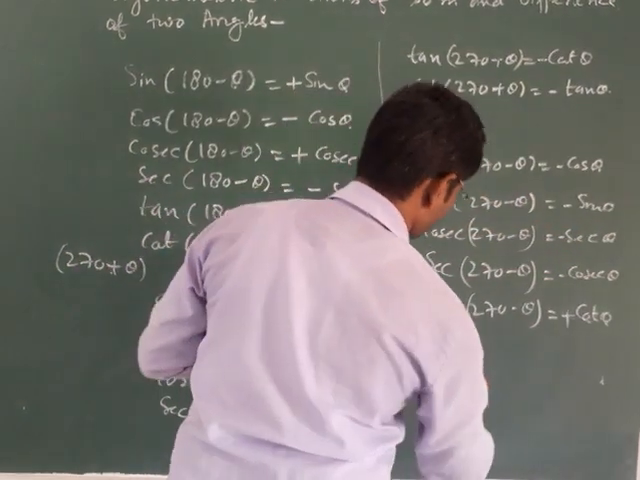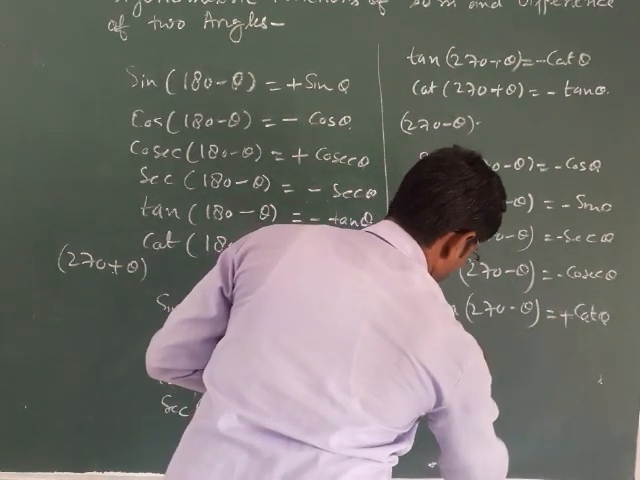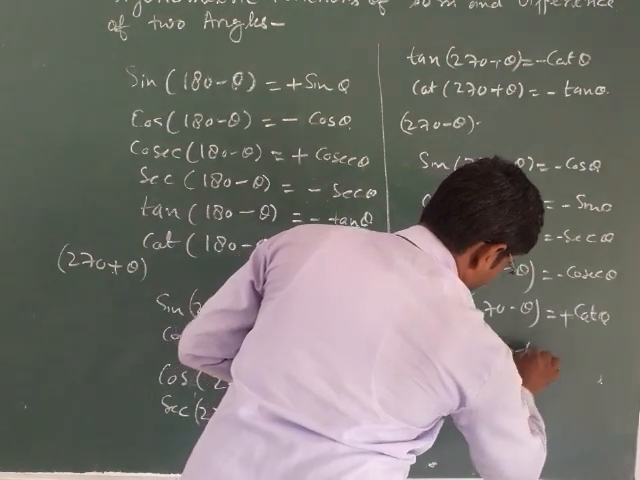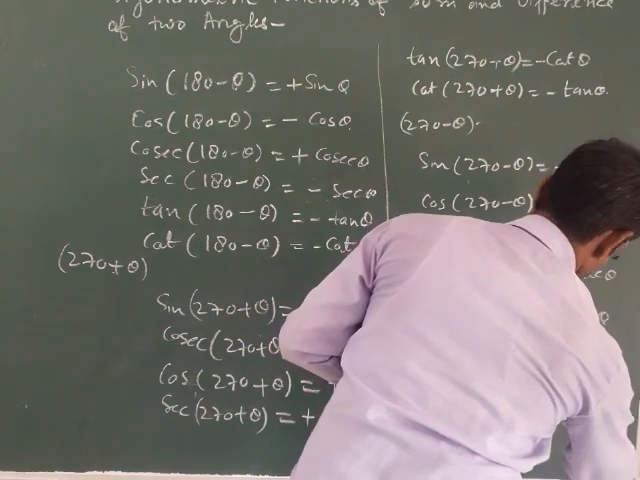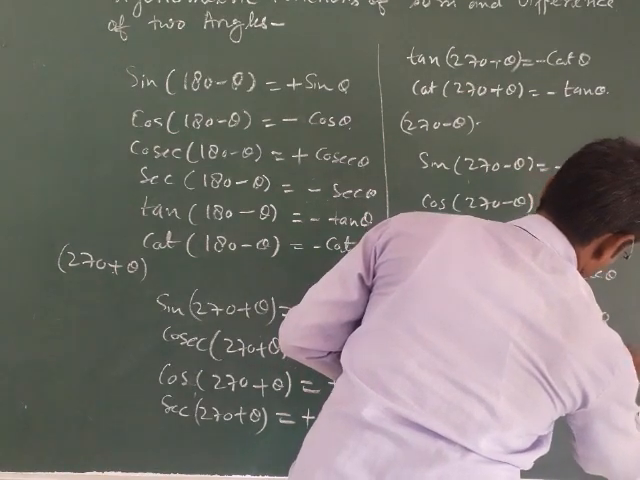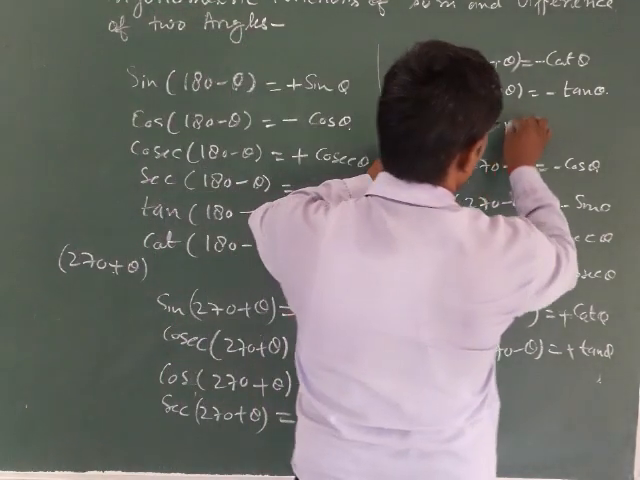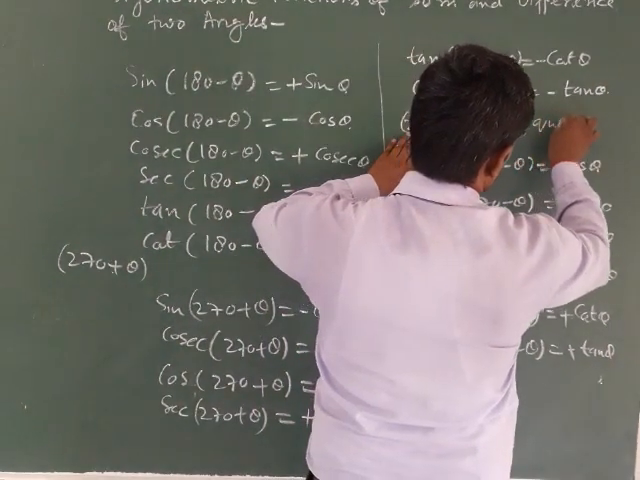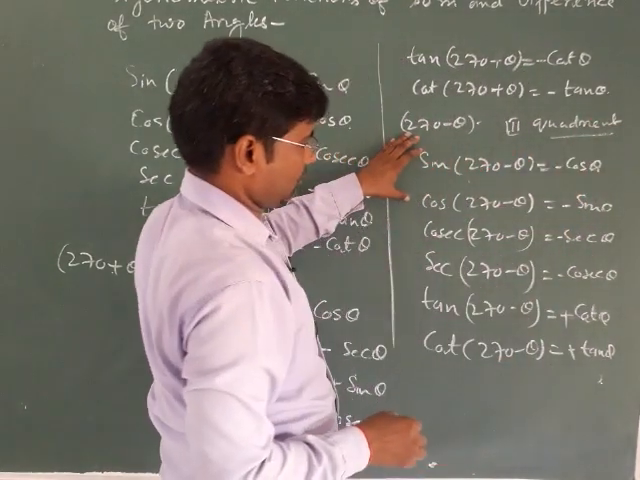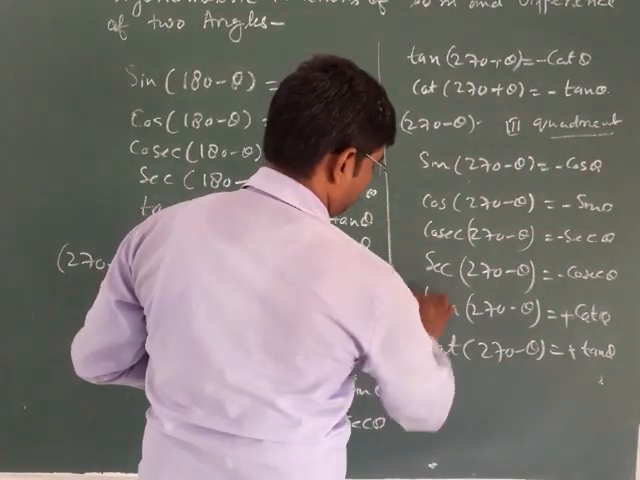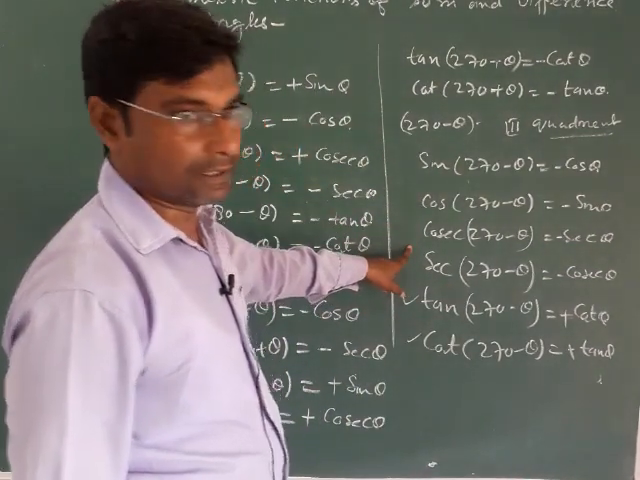Tan and cot values are positive, so tan is positive, and cot of 270 minus theta is equal to plus tan theta. So these values lie in the third quadrant. In the third quadrant, tan and cot are positive values, but the remaining values are negative.